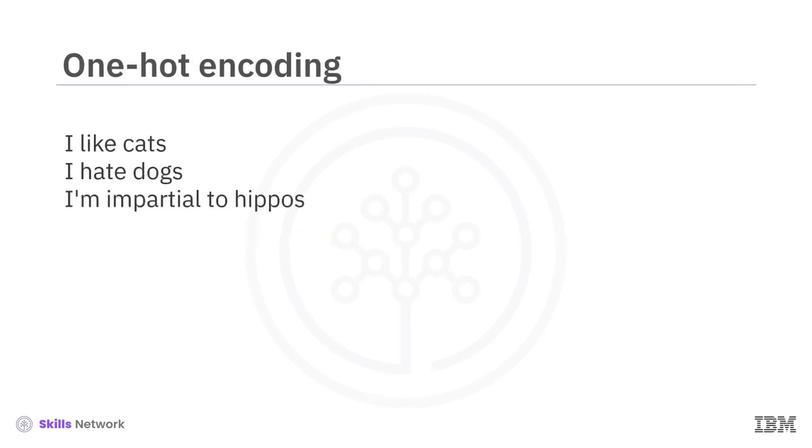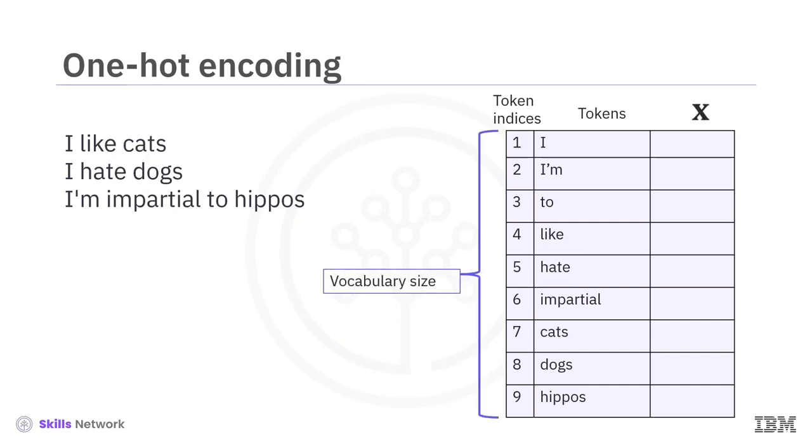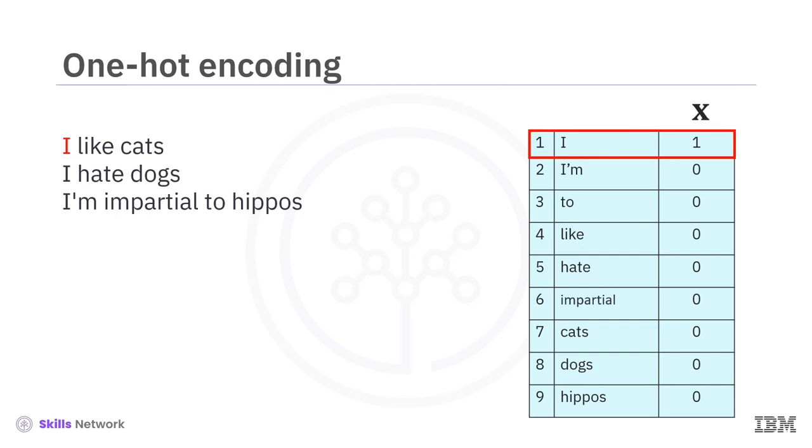One-hot encoding is a method used to convert categorical data into feature vectors that a neural network can understand. Consider a table with the first column representing the token index and the second column representing the token. The third column represents the one-hot encoded vector. The dimension of the vector corresponds to the number of words in the vocabulary, and the token index represents the element of each vector. The token I is represented with all elements set to 0 except for the one corresponding to I. This will be the feature X for the word I.